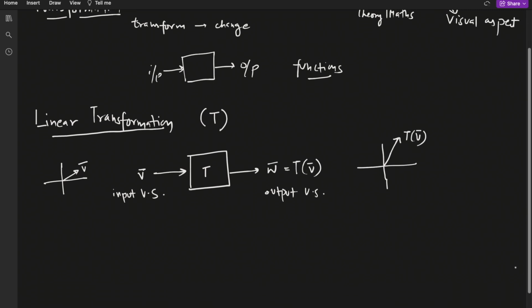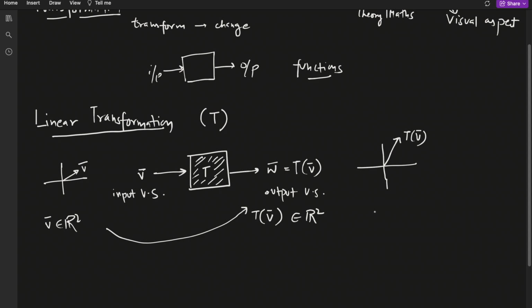For now just think of T as some black box which is transforming vectors from the input vector space to the output vector space, and I will explain this black box in detail later on. This transformation T assigns an output vector T(V) to each input vector V. This is not just true for this V, but for any vector V belonging to R2, because this input space is the xy plane, R2. Any vector V belonging to R2 has an image T(V), the transformed V, which also belongs to R2, because this is a mapping from R2 to R2, xy plane to xy plane.